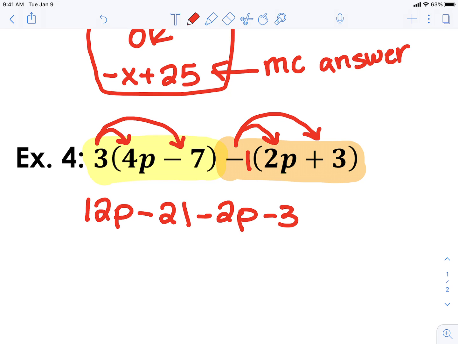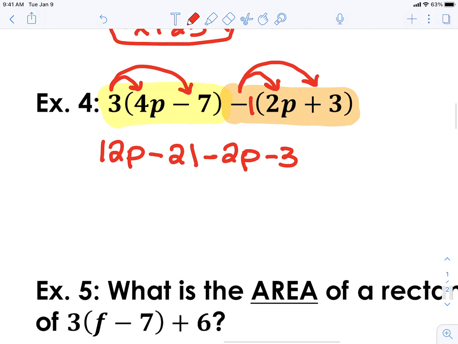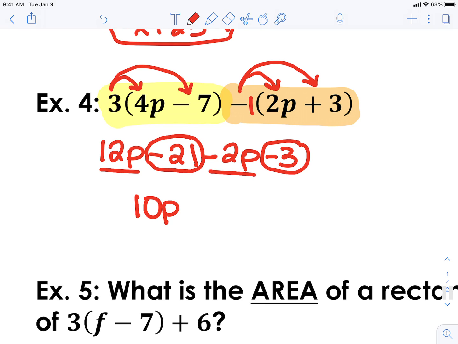Now I combine like terms, like we did in the combining like terms video. So I have 12p minus 2p. That gives me 10p. Negative 21 minus 3. The signs are the same, so we're going to add them, and it's going to stay negative. And I get a negative 24. And now I have simplified completely for that question.